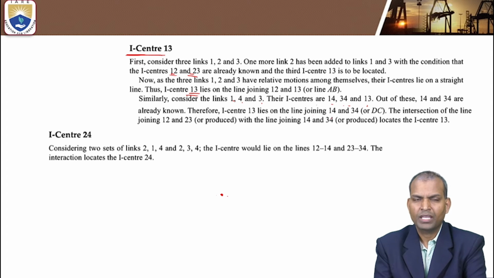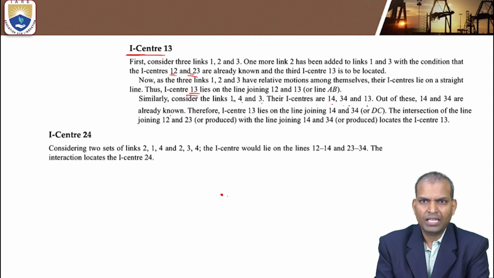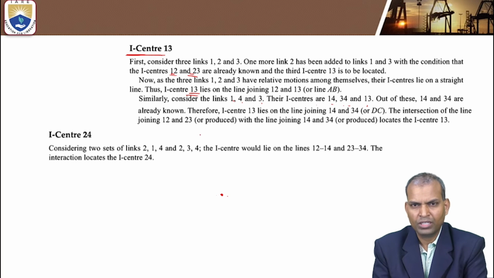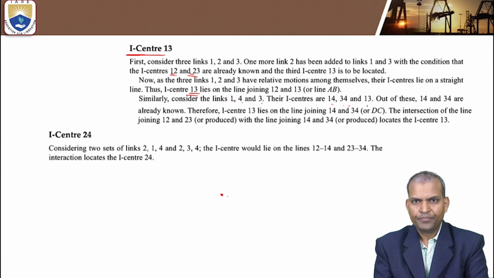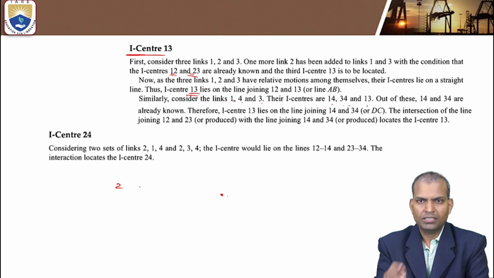That is, the intersection of the line joining 1,2 and 2,3 with the line joining 1,4 and 3,4 produces I center 1,3. Similarly, I center 2,4. How to locate the I center 2,4?